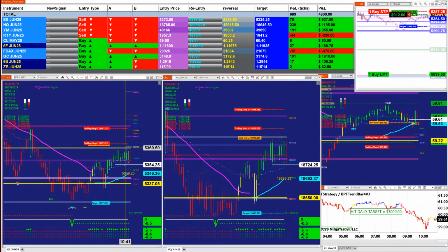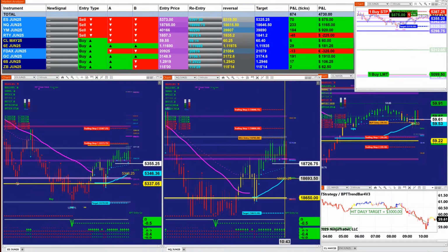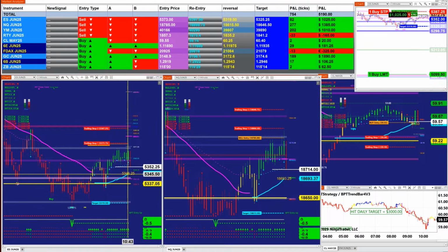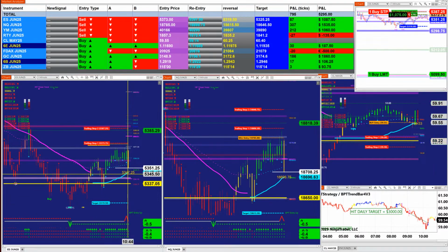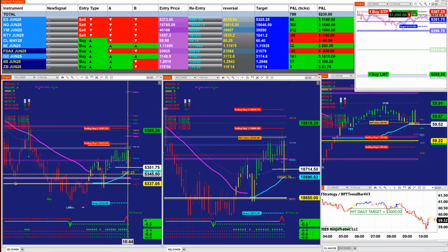And when there were too many lines, and now we're coming to the re-entry, 18,693, and we have the re-entry on the ES 53.45. So those two are very important. We'll see what happens.